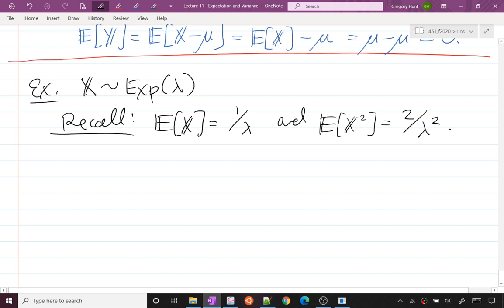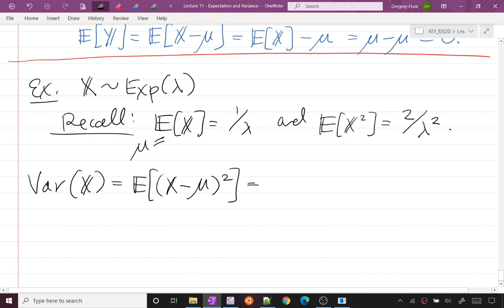Okay. What's the variance? Let's calculate the variance of x. It's another property based on expectation. And so mu, which is the expected value, is 1 over lambda. By definition, variance is the expected value of x minus mu squared.